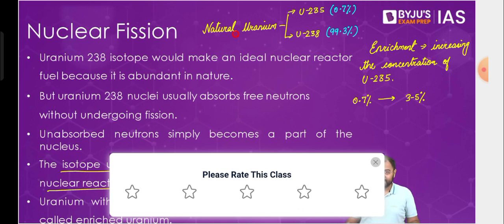Alpha decay. See, in the case of alpha decay, what is happening is that you had a large number of protons. So some of the protons and neutrons are coming out of the matter, so that it can become a bit more stable.